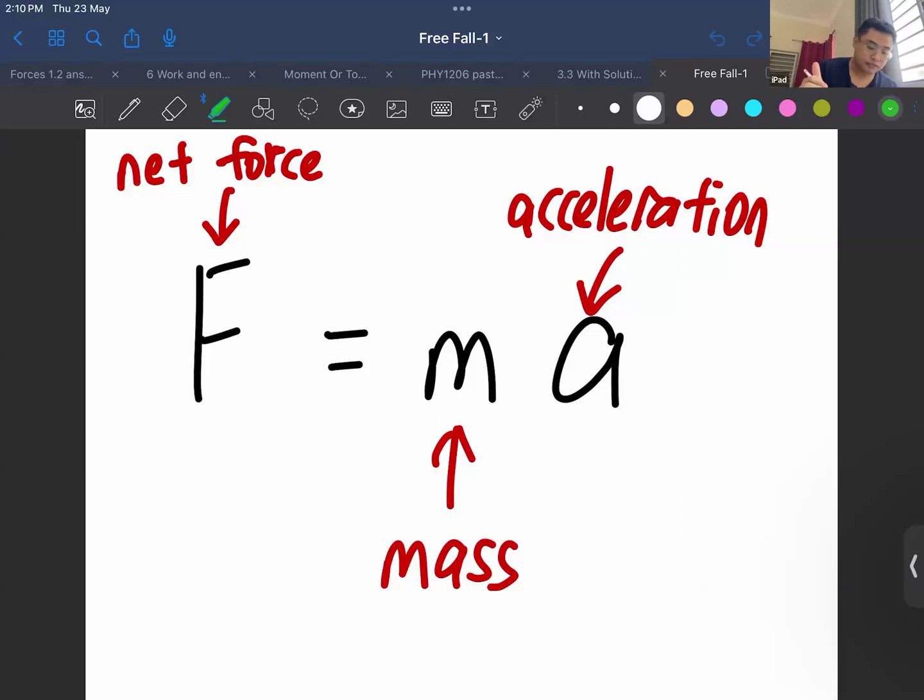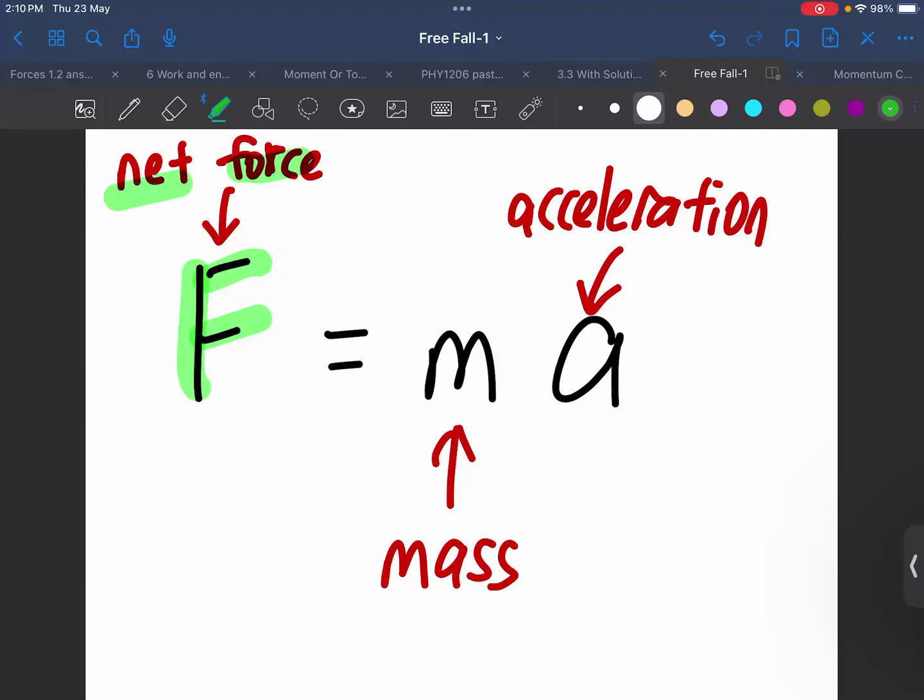So can you tell me what is F? What does F stand for? Force. Okay, if possible, can you slightly change your answer? Can you say that it is the net force? Net force. Do you know what is net force?